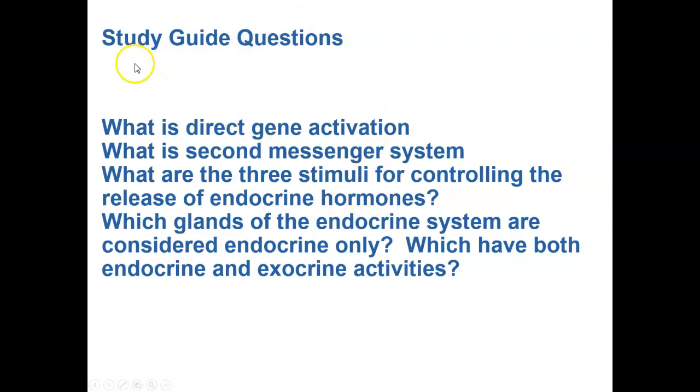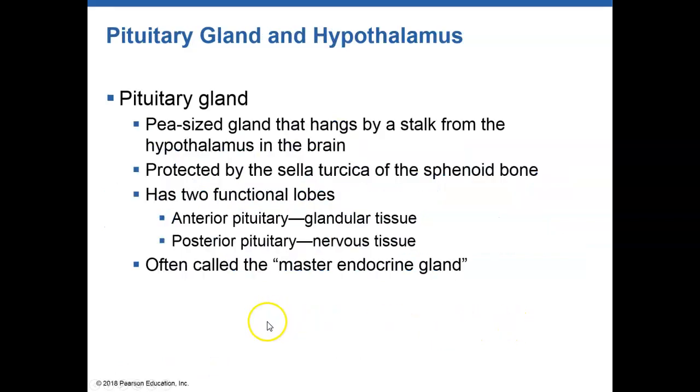So at this point, if you're looking at the study guide, we have answered what is direct gene activation and what is the second messenger system, and actually those were answered on the last one too. What are the 3 stimuli for controlling and releasing of endocrine hormones? Which glands of the endocrine system are considered endocrine only and which are considered exocrine and endocrine? Oh wait, I'm not stopping yet. It's too early. So let's go to the next slide.